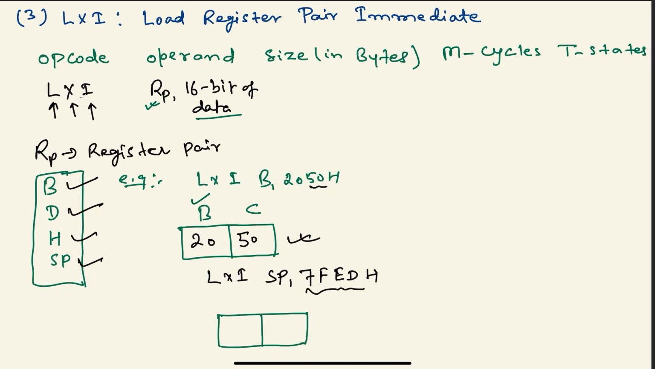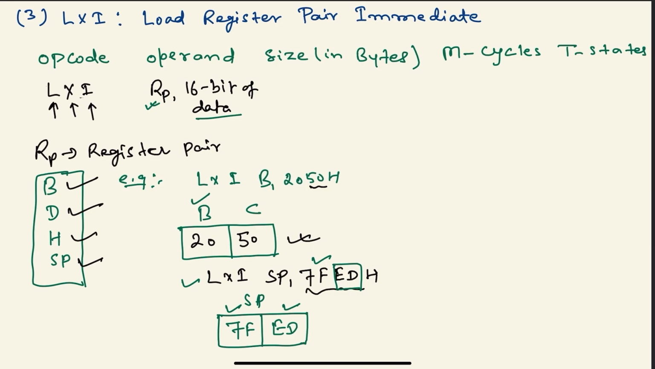After execution of this instruction, the SP content will be as follows. SP is a 16 bit register, with a higher byte and a lower byte. The lower byte, ED, will be copied into the lower byte place, and the higher byte, 7F, will be placed at the higher byte of the stack pointer. This will be the content of the stack pointer after execution of LXI SP, 7FEDH.